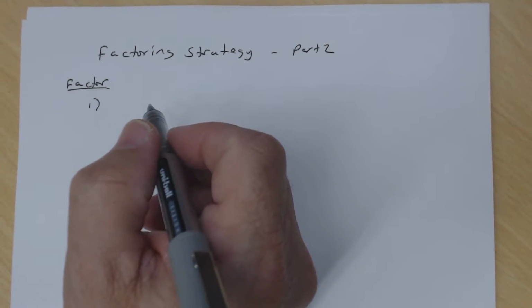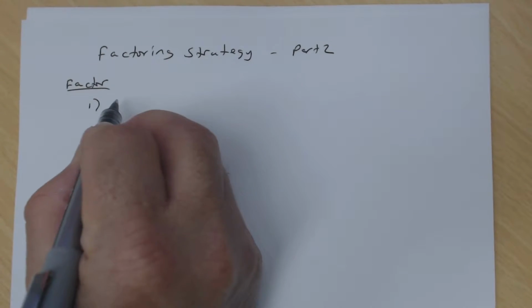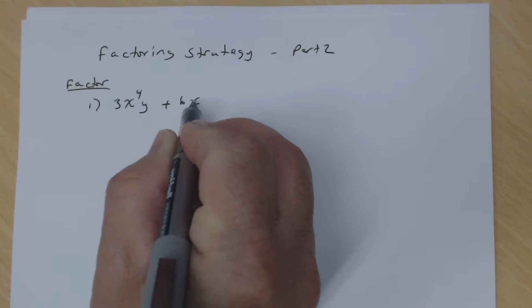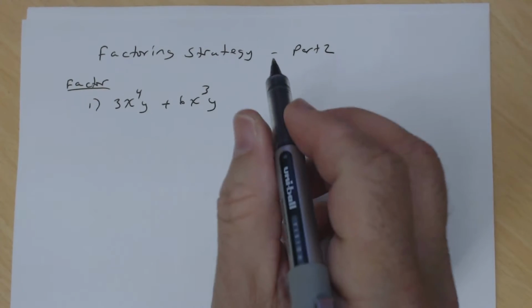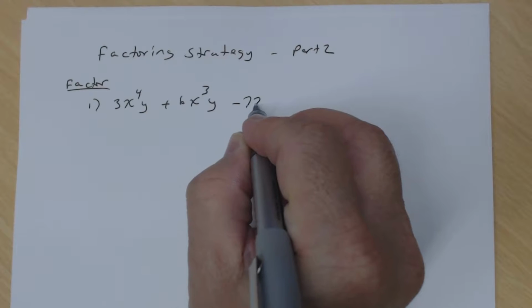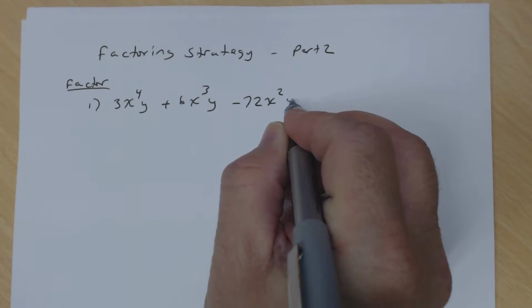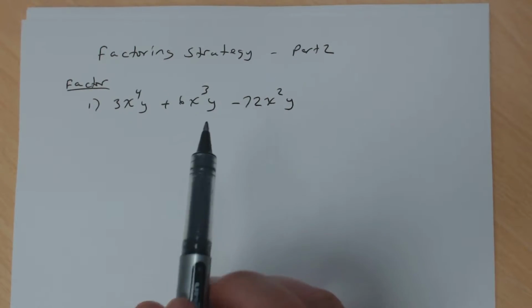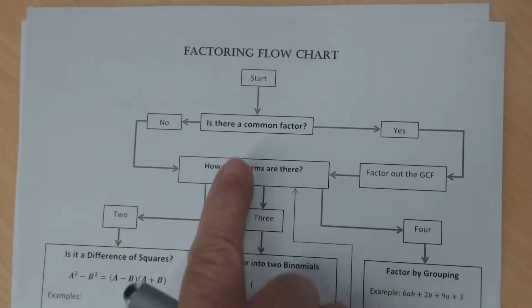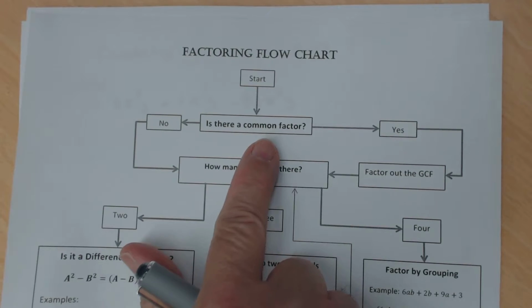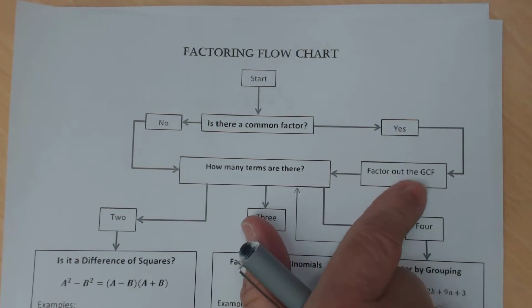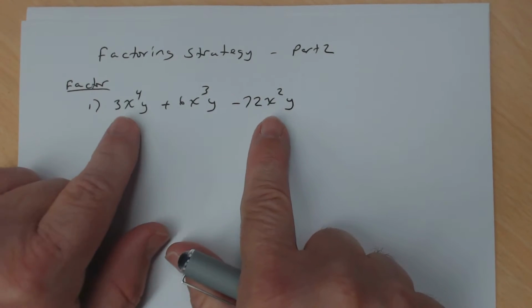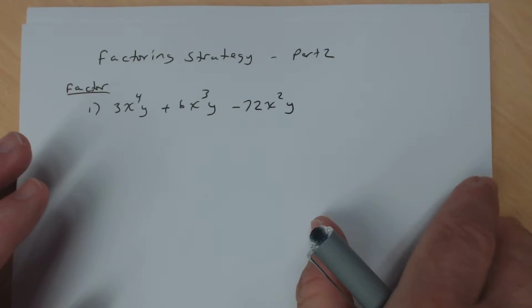Let's say I want to factor 3x to the fourth times y plus 6x cubed times y minus 72x squared y. Suppose I wanted to factor this. The first thing you look for is a common factor. Other than 1, is there a GCF? In this case, there is, because there's an x in every term and there's a y in every term.